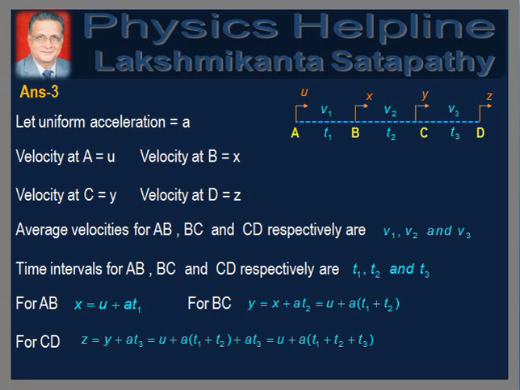Using the kinematic equation V is equal to U plus AT, we get the following results. For part AB, X is equal to U plus AT1. For part BC, Y is equal to X plus AT2, which is equal to U plus A into T1 plus T2. And for part CD, Z is equal to Y plus AT3, which is equal to U plus A into T1 plus T2 plus T3.